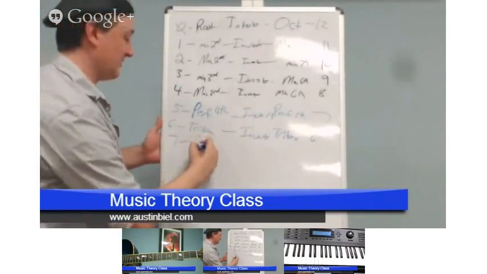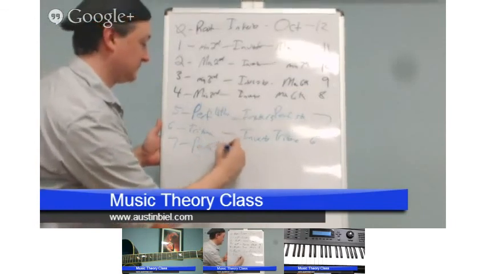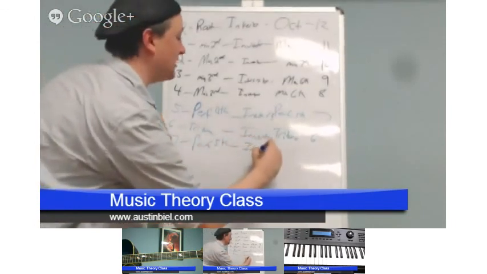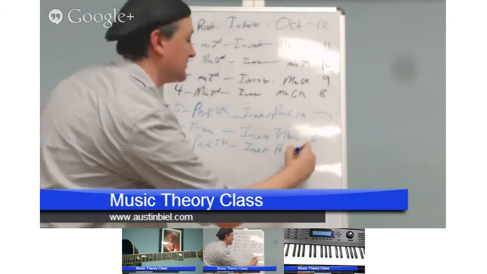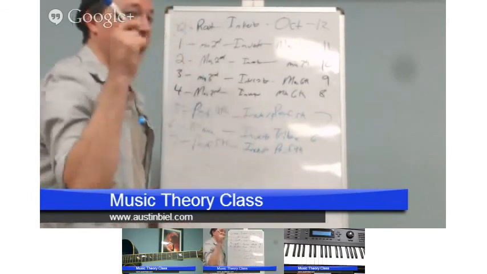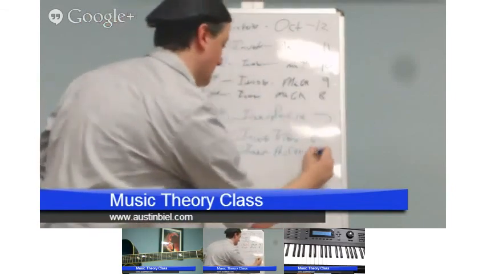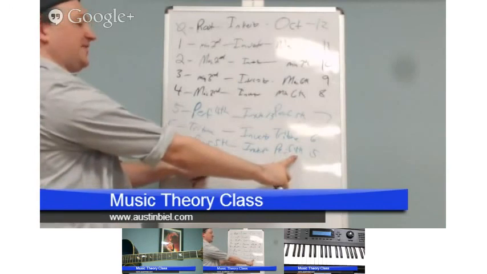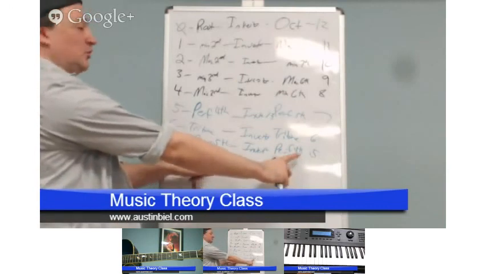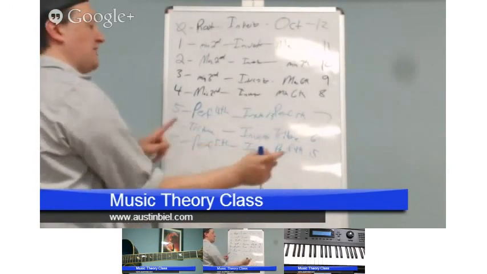Perfect fifth, which inverts to, quality wise, it stays perfect because of that rule that we learned. But now it becomes a perfect fourth. How many half steps in a perfect fourth? 5. 5 plus 7 is 12. Fourth plus fifth equals 9. Rule of 9, rule of 12, quality.